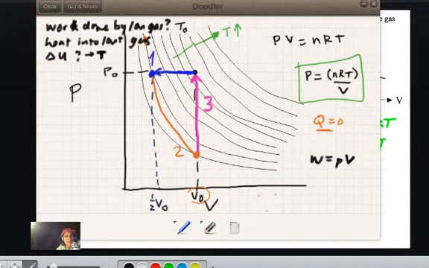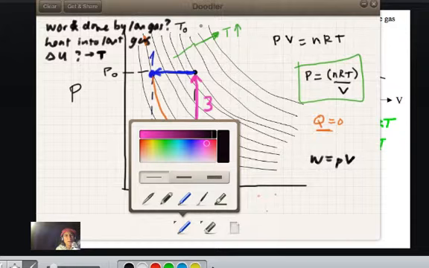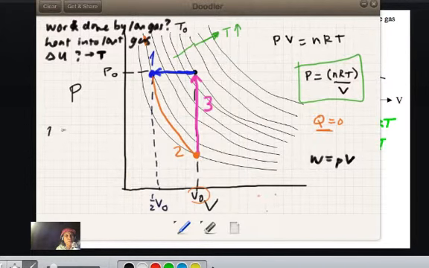Now, in order to do that, the gas must be compressed. Therefore, in step 1, we have work on the gas. Work is done on the gas in order to compress it, but it happens under isobaric conditions, so the pressure doesn't change.